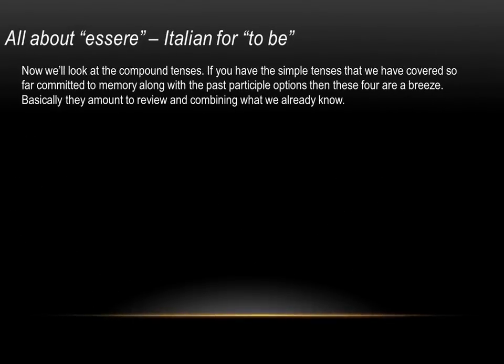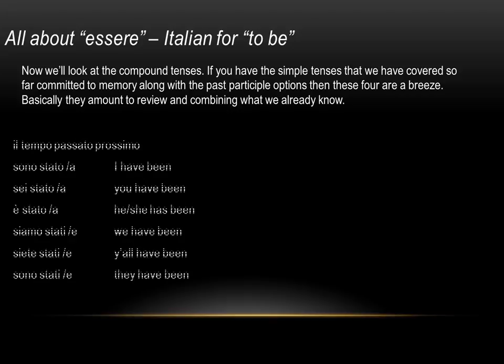Okay, now let's look at these compound tenses. If you have the simple tenses that we have covered so far committed to memory, along with the past participle options that we discussed, then these four are a breeze. Basically, they amount to review and combining what we already know. For example, il tempo passato prossimo, which is the same as our present perfect. In English, present perfect is I have been there, I have eaten, etc. For essere, the auxiliary verb, or the first verb you use, is essere. So, sono and then stato.